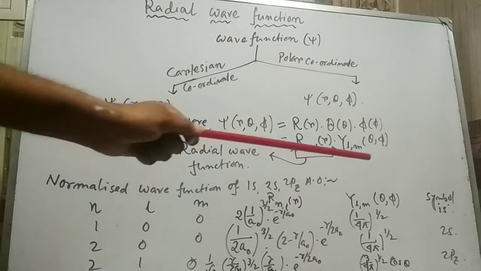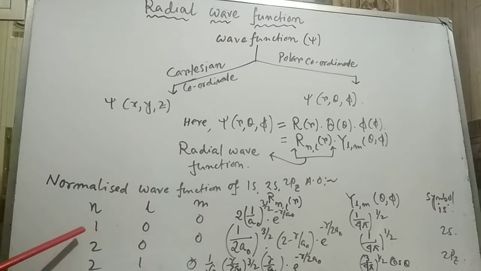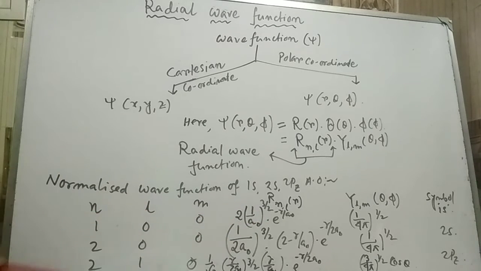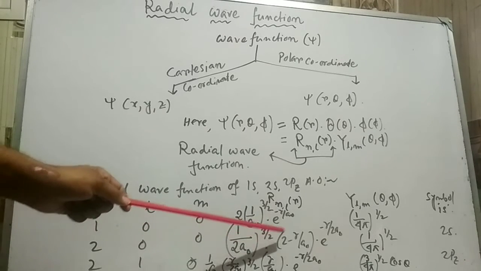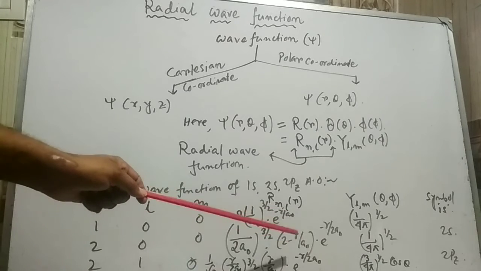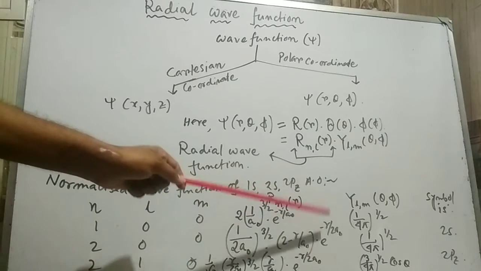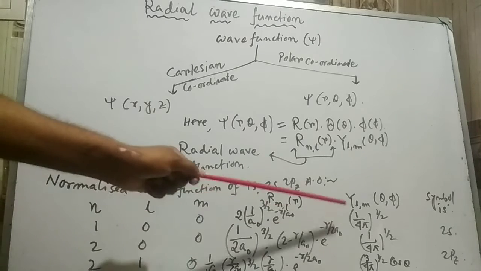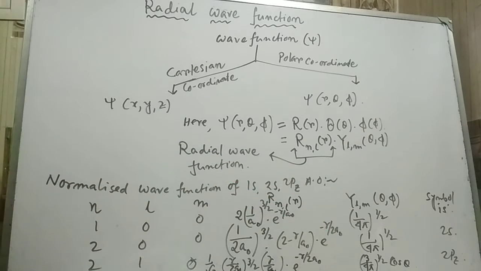Whereas in case of the 2s orbital, what is the value of n, l, m? It is 2, 0, 0. And what is the value of the radial wave function? (1/(2a0))^(3/2) times (2 - r/a0) times e^(-r/2a0). And what is the value of the angular wave function? The same value, (1/4π)^(1/2).